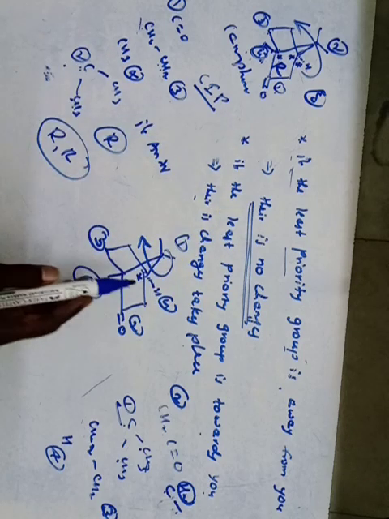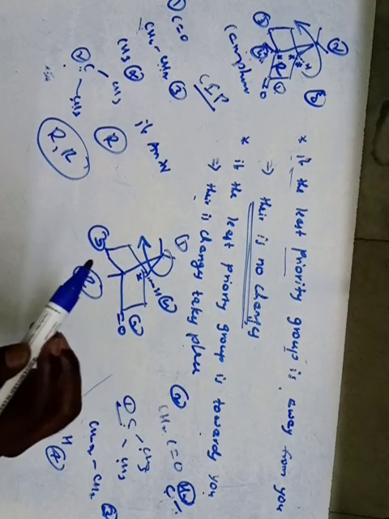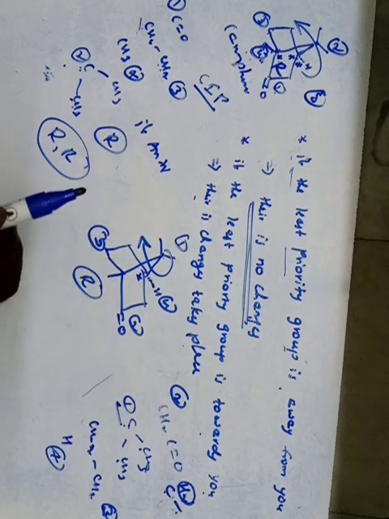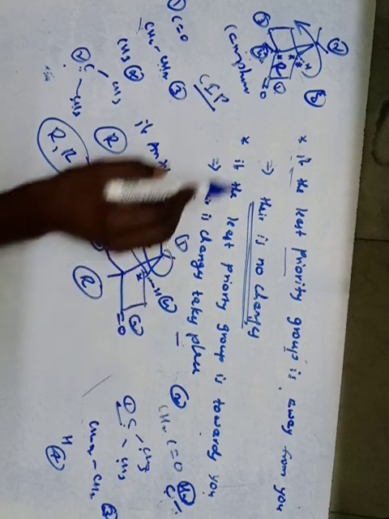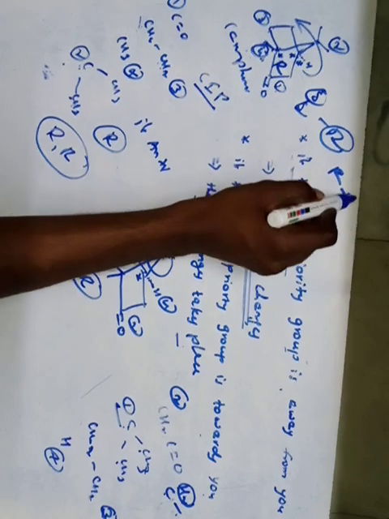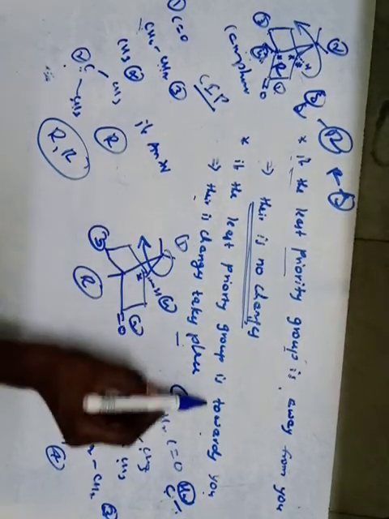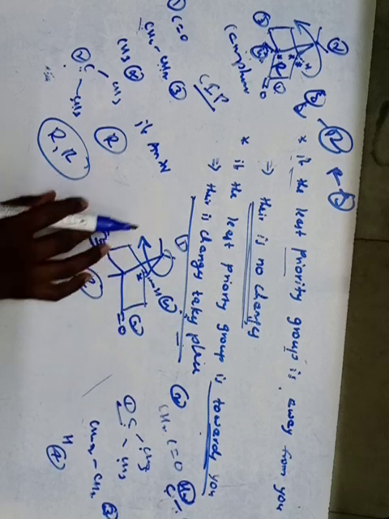Whereas if the least priority group is towards us, then there is a change that takes place. That means if S is there, it will be converted into R, and if R is there, it will be converted into S. You have to remember this one: when it is towards you, a change takes place.